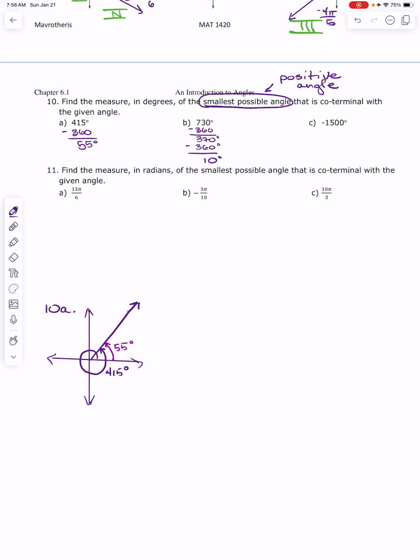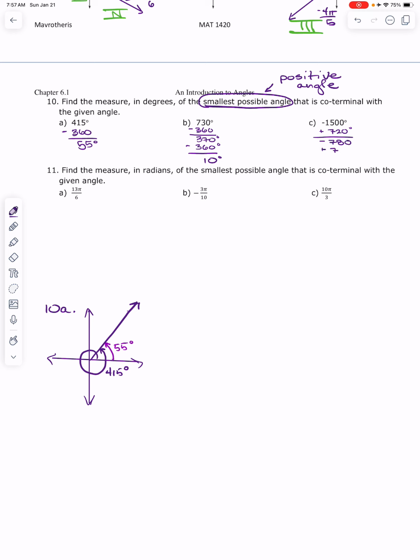Okay. When it's a negative measure, we are going to add instead of subtract. It does not make sense to subtract. We're going to get a larger in magnitude negative number. So here we're going to add. And because I have limited space, I am going to go ahead and add 2 times around at a time. That puts me at negative 780.